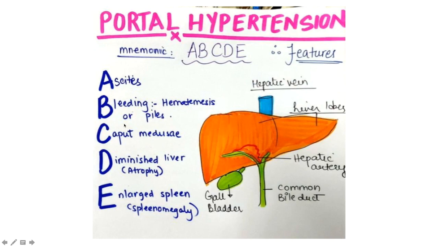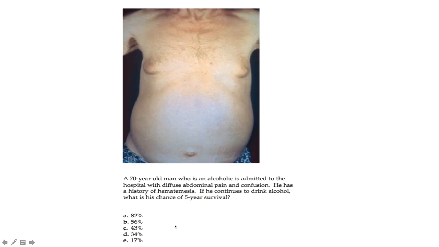Another handy one is portal hypertension, and the features of it is A, B, C, D, E. A stands for ascites, B for bleeding in the way of hematemesis or piles, C for caput medusae. Right? These are the three cardinal features of portal hypertension, at the anastomotic junctions. All right. D stands for diminished liver in terms of liver atrophy, and then E for enlarged spleen, speaking to splenomegaly. Okay.